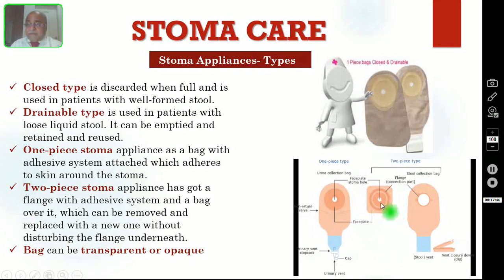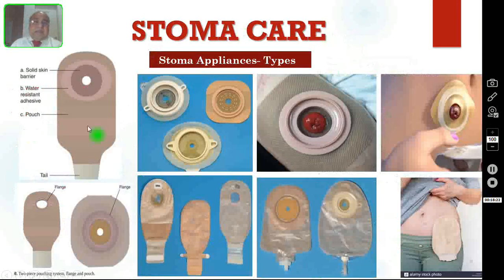Whereas the double piece, yeah, this is the sticky part here. This is the drainage bag. So this you have to apply. This is a two-piece appliance. It has got a flange. This is the flange, with adhesive system and a bag over it, which can be removed and replaced with a new one without disturbing the flange underneath. So you have to change only the bag. This flange will be there sticking to the patient's body. The bag can be either a transparent one or an opaque one. So these are different methods.